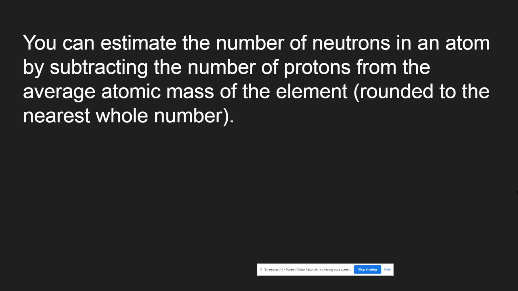You can estimate the number of neutrons in an atom by subtracting the number of protons from the average atomic mass of the element. If we know nothing else, we know the atomic number and the average atomic mass, both of which we get directly from the blocks on the periodic table. We take that decimal number from the periodic table and round it to the nearest whole number. Remember the rule: 0.5 and up, round up; anything lower than that rounds down. Then you do some subtraction.